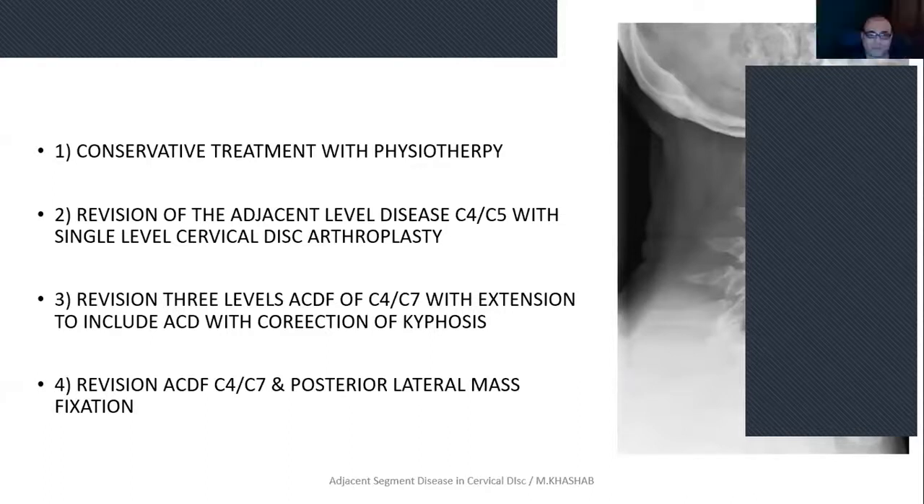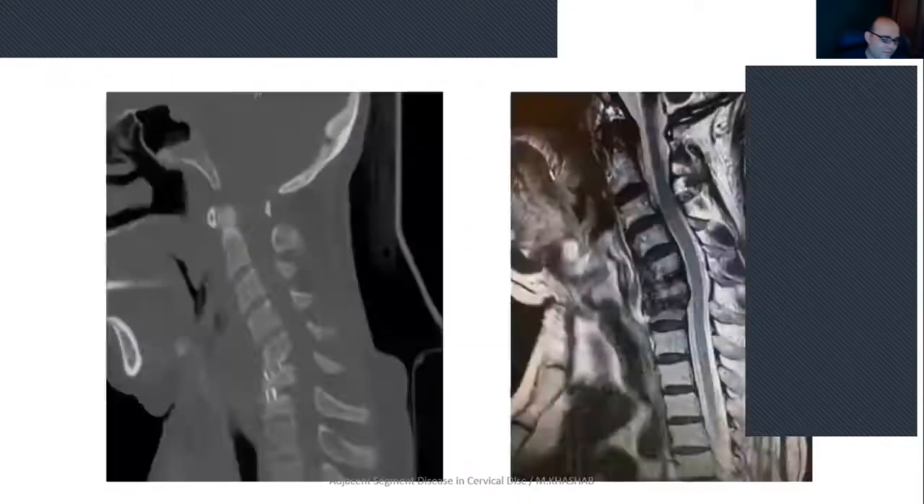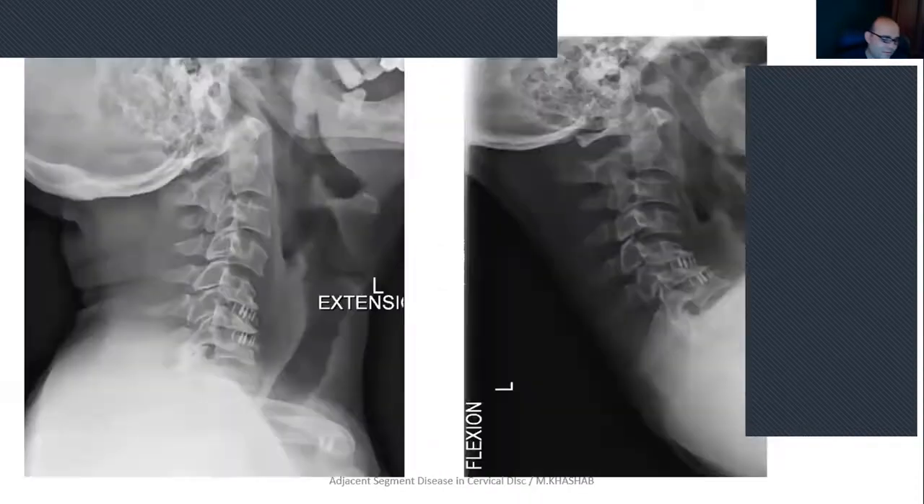Can you show them the X-rays again, Muhammad? Sure. You mean the dynamics? Yes. If you look at these dynamic views, you can see that the adjacent level is collapsing at the higher level, and there's the listhesis you can see clearly between flexion and extension.